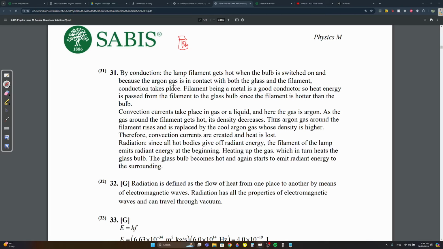Convection currents take place in a gas. As the gas gets hot, there's going to be some convection. Whenever a gas gets hot, obviously there's going to be convection. The hotter argon goes up, the colder argon goes down. That's it. Radiation: all hot bodies give off radiant energy. So the filament of the lamp will emit some radiant energy at the start, which heats up the gas, which in turn heats the glass bulb, which in turn heats the air outside.